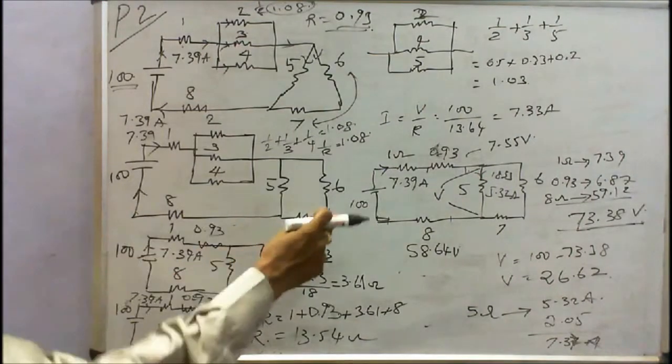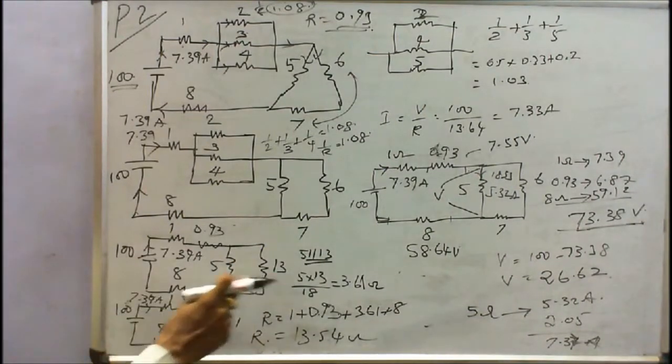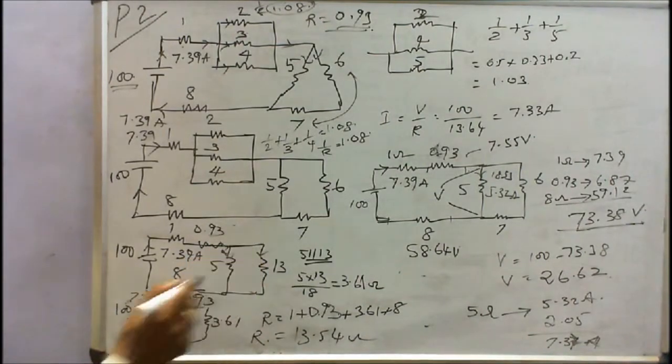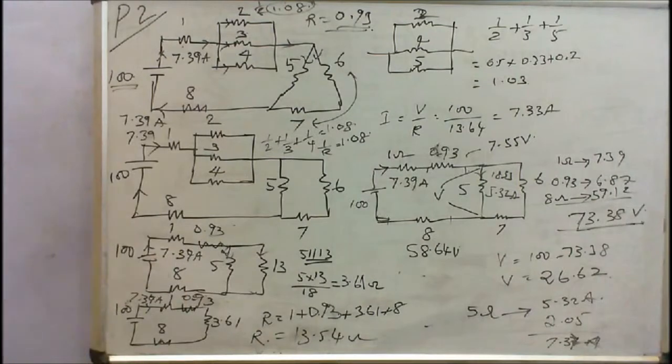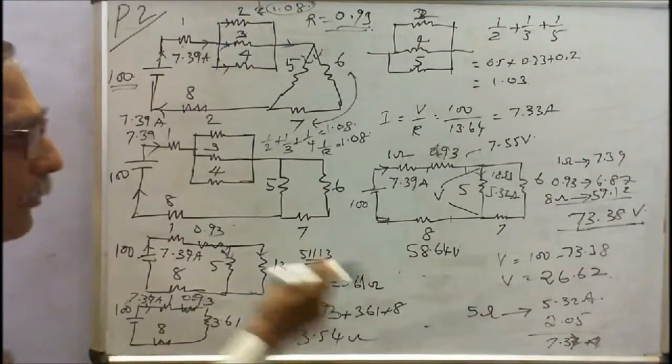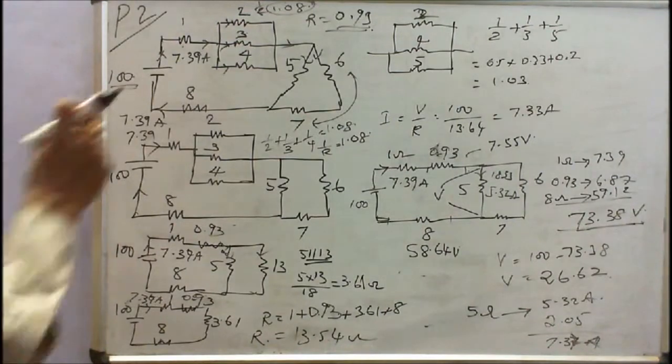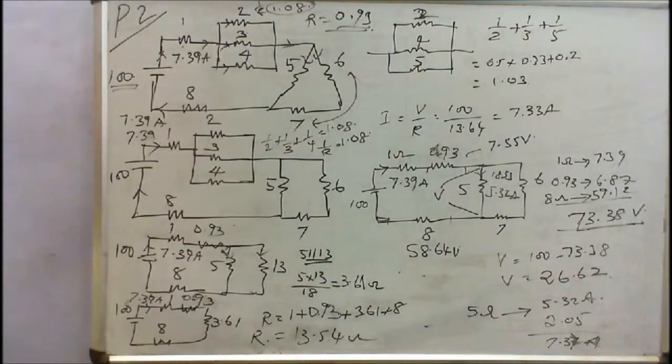Now the total resistance is 13. The 13 and 5 are connected in parallel because the current divides here into I5 and I3. Therefore the total resistance is 3.61. Again I redraw the circuit. There are 1, 2, 3 combinations. Therefore 3 resistances will play.